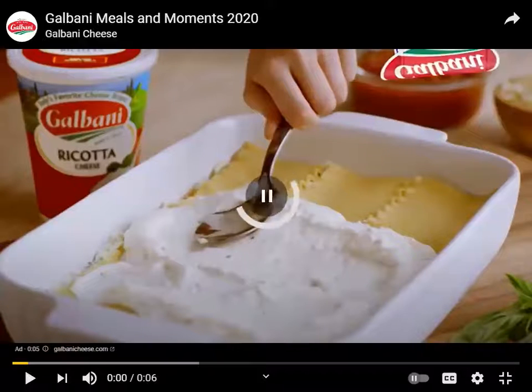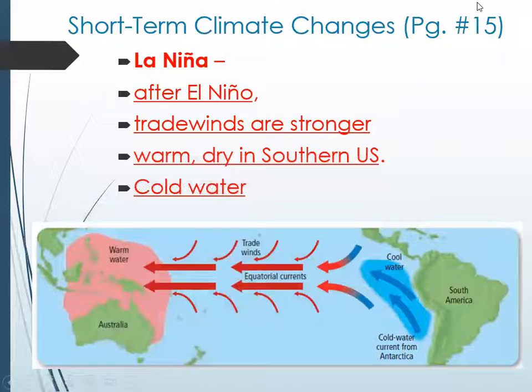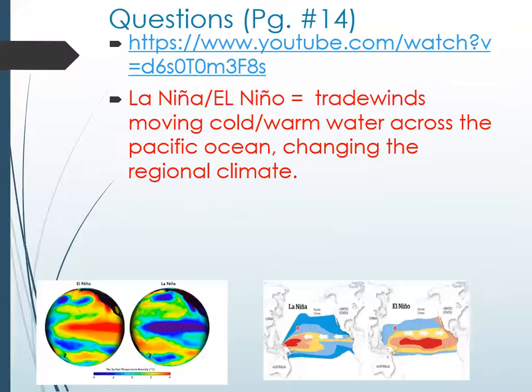All right, so we can get a good glimpse of what it is and the impact of it, right? So specifically, just to define it, give it a definition below your T-chart on page 15. We're going to say this. It equals trade winds moving cold or warm water across the Pacific Ocean, which changes climate all across different regions of the earth.